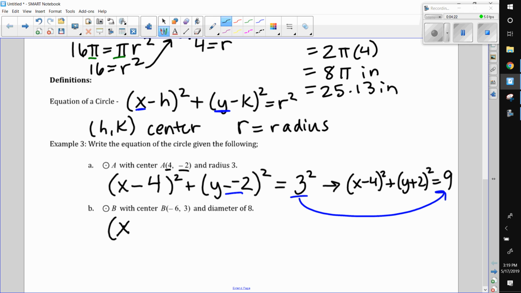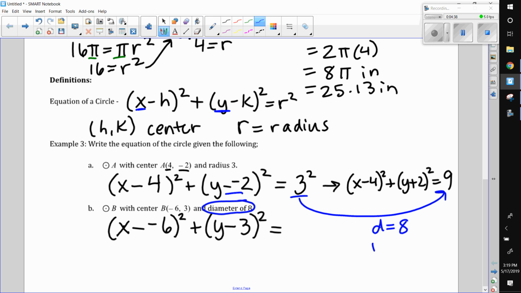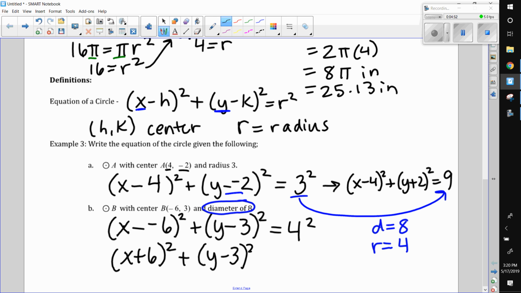I'll do one more here. So I've got (x minus negative 6) squared plus (y minus 3) squared equals, and be careful, this says diameter is 8. So if d equals 8, then r should be half of that. It's going to be 4, so I'll have 4 squared. I'm going to simplify. (x plus 6) squared plus (y minus 3) squared equals 16.